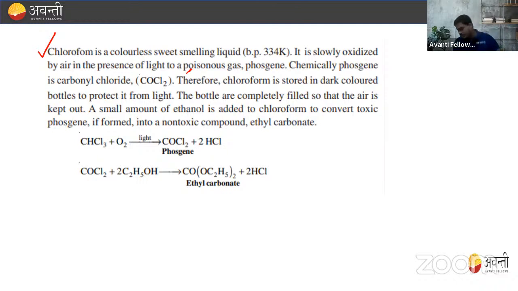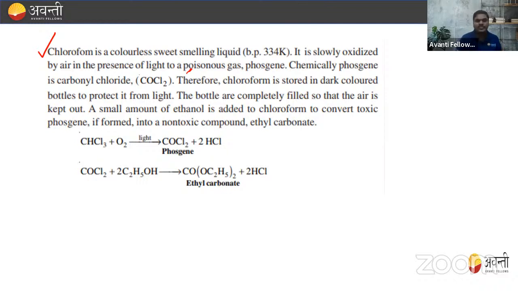So questions always came in previous years: why is chloroform stored in a dark bottle? To prevent its oxidation, right? So chloroform is stored in a dark bottle to protect it from light. The bottles are completely filled so that the air is kept out.